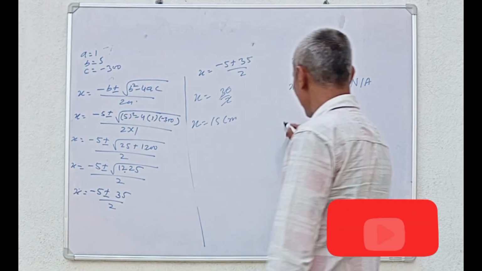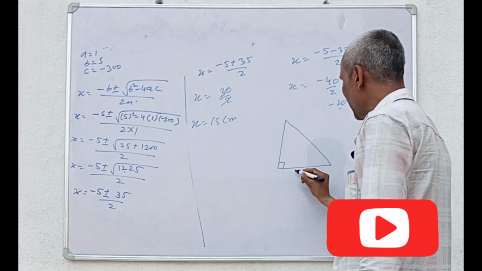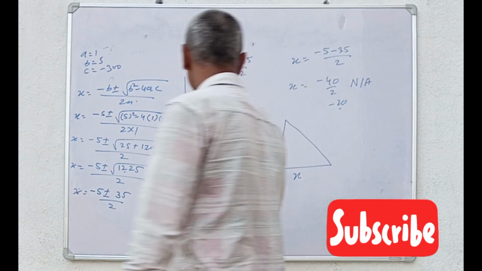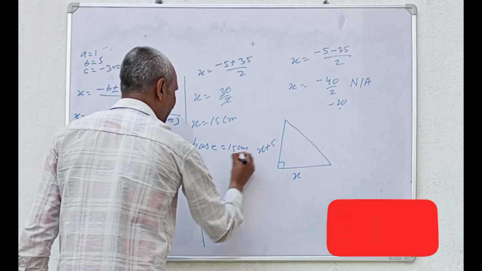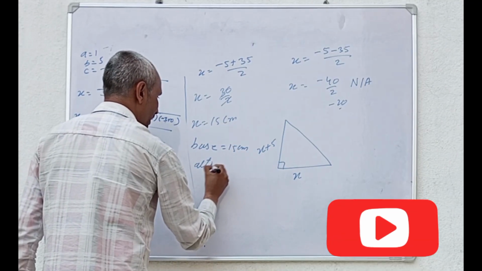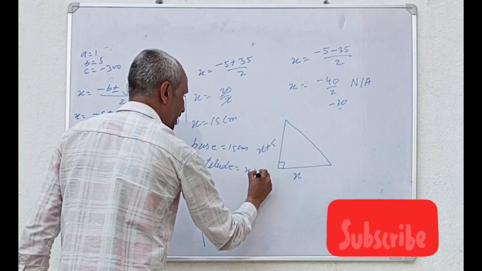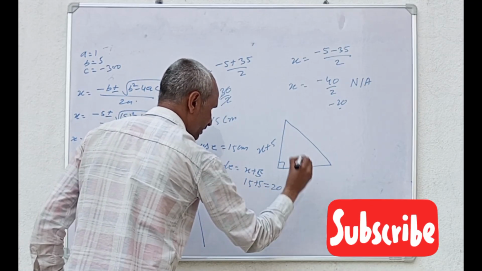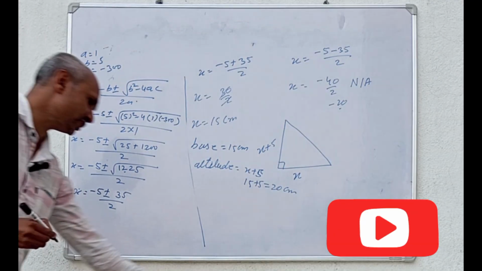We made the right angle triangle. In that right angle triangle, we made the base x and the other side x plus 5. The base of that right angle triangle is 15 centimeter and the altitude or height of the triangle is x plus 5. So it becomes 15 plus 5 is equal to 20 centimeter, and that is the answer of this total question. Let's proceed to the next question.